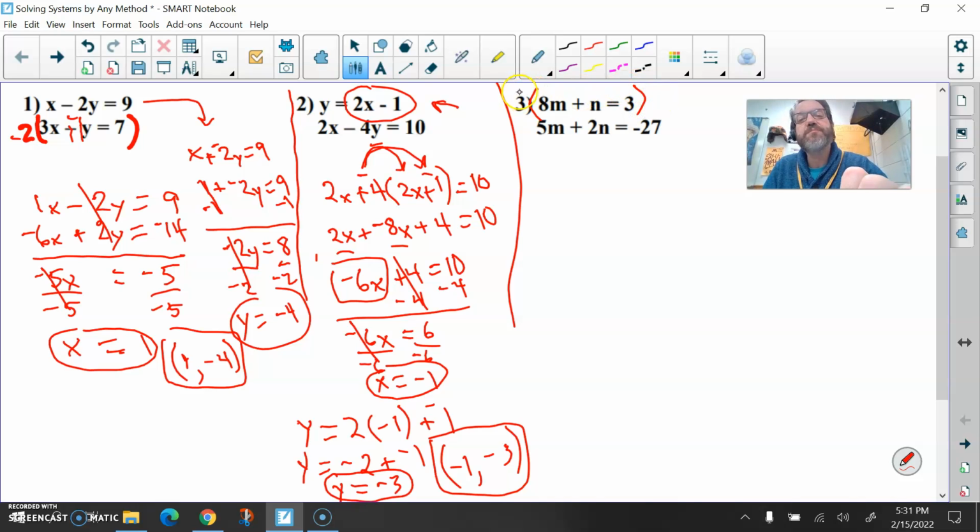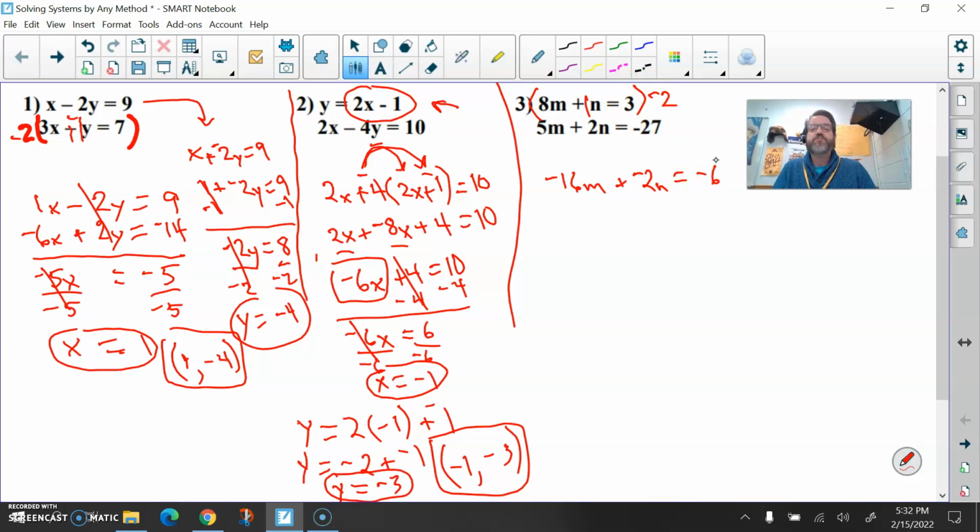I don't have a lot of space over here on the left, so I'm just going to show on the right that I'm multiplying everything by negative 2 up there. Okay, so let's do that. Negative 2 times 8m is negative 16m, plus negative 2 times 1n, there is a 1 here, is negative 2n, and that equals negative 2 times 3, which is negative 6.